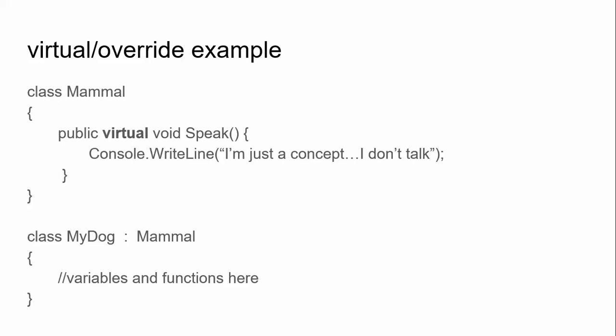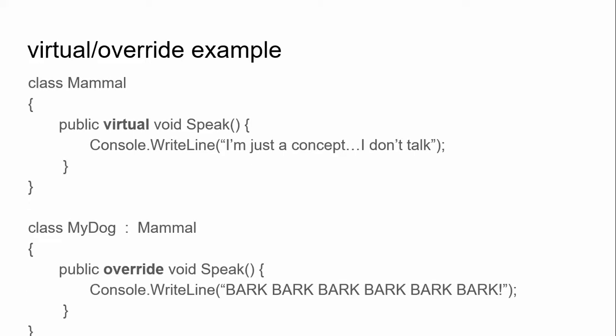That's where we use the word override. Remember, virtual and override are used together. They go in pairs. So if I want to provide a speak function in my dog class, I use the word override: public override void speak. This means I am replacing the speak function in my base class. I'm replacing it with a new version that says bark, bark, bark. And I should probably put in something at 4 in the morning because my dog likes to do that.